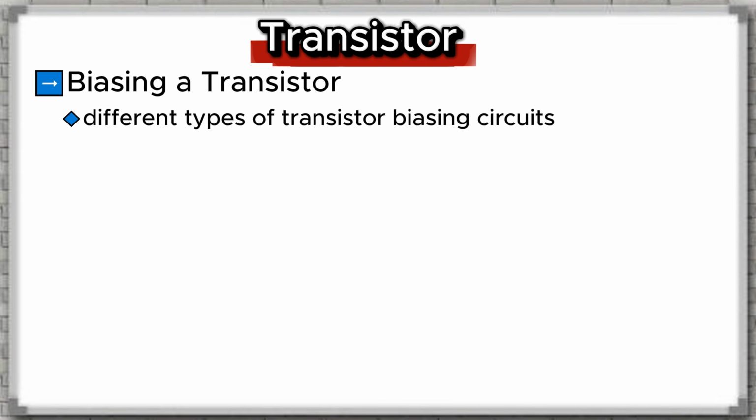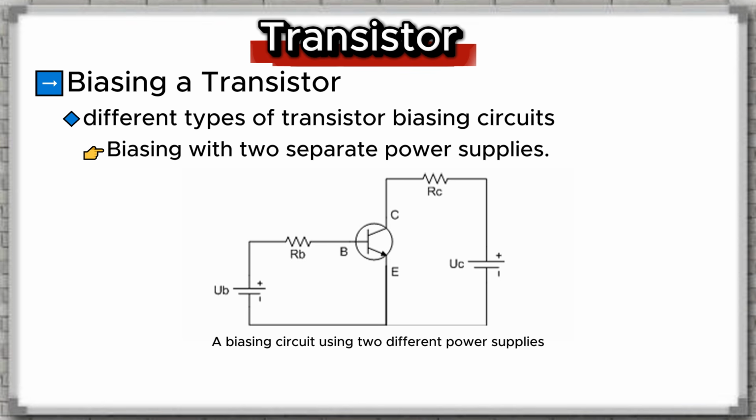Now, let's look at some different types of transistor biasing circuits. By understanding them, we can apply more knowledge into real situations. First, biasing with two separate power supplies. That means one supply provides voltage to the collector, the other supply provides voltage to the base, or sometimes to the emitter. The purpose is to adjust the bias voltage and bias current more precisely, and to keep the amplifier circuit separated from the control circuit.